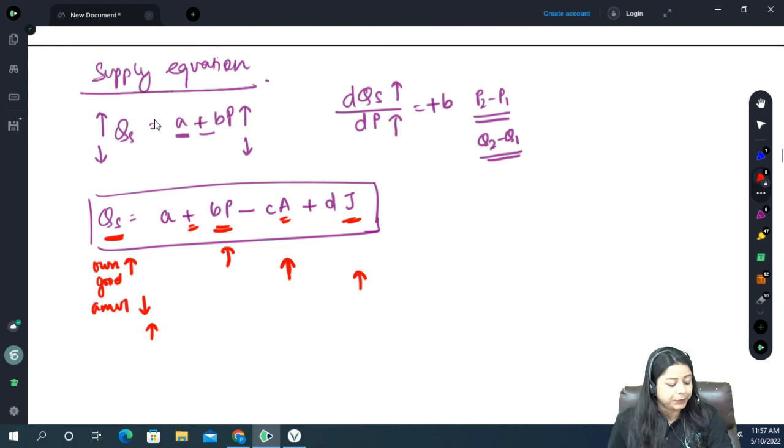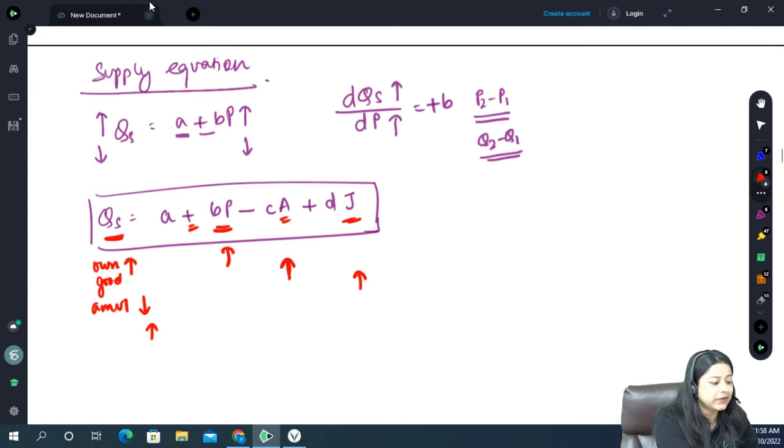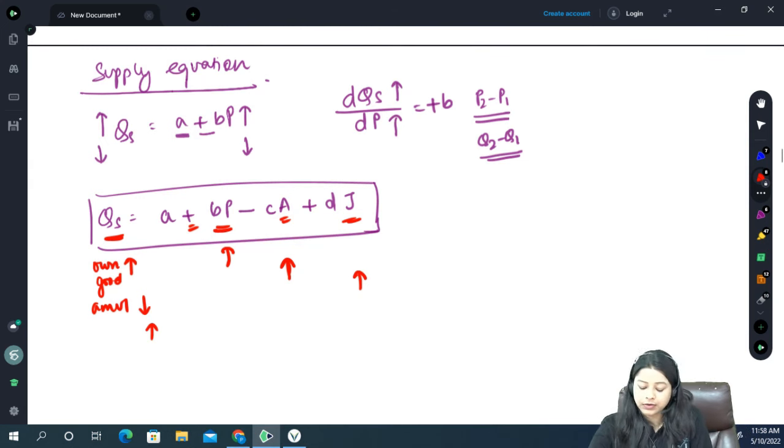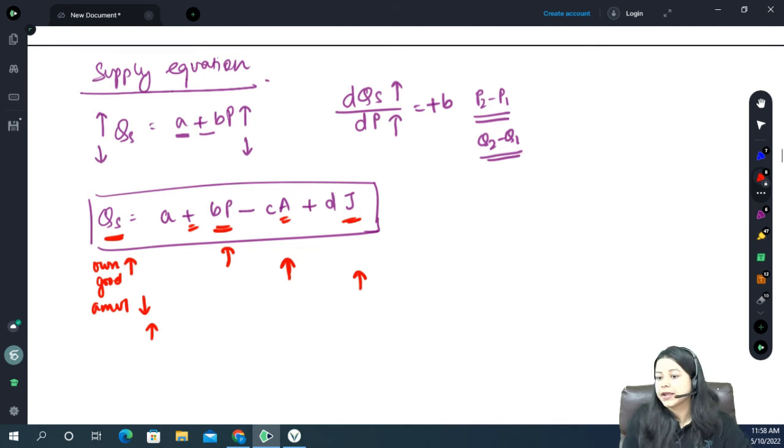Okay. So now we'll be starting with price and output determination, that is, we'll understand the interaction between the two, but that we'll start in our next class. Is this fine? Any doubt till here? All right. So just revise this particular portion for the next class and then we'll start with determination of price and supply together. All right. Thank you.